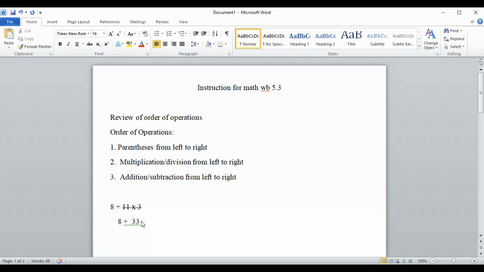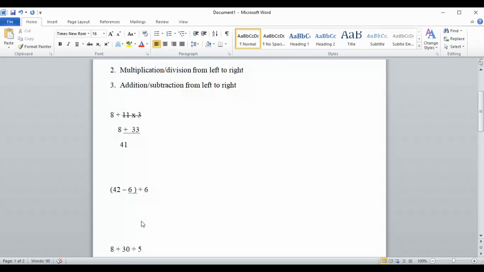And then our next step is to add 8 plus 33, which gives us 41. So our final answer is 41.